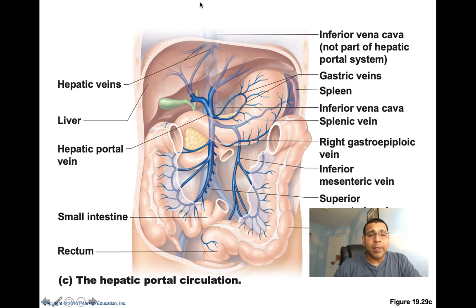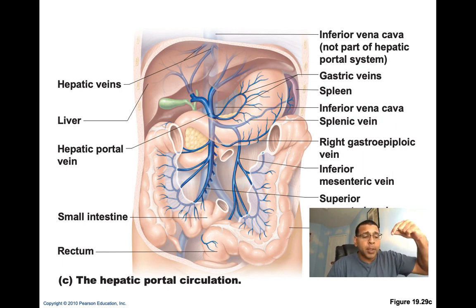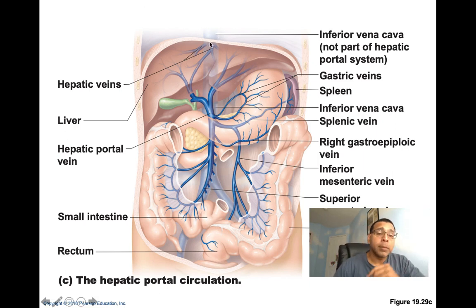Hepatic veins we have next. You can see up here we have right and left hepatic veins, and middle hepatic veins. They carry venous blood from the liver. After the liver has processed it and done whatever it needs to do, they'll carry this blood from the liver to the inferior vena cava, as you see here.